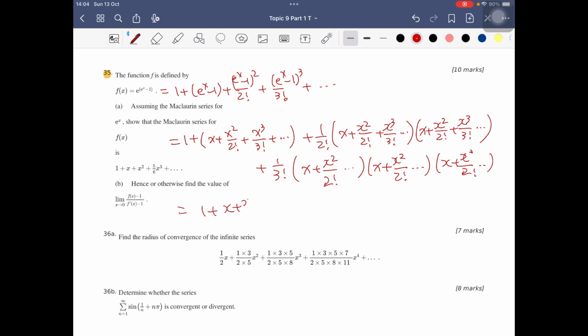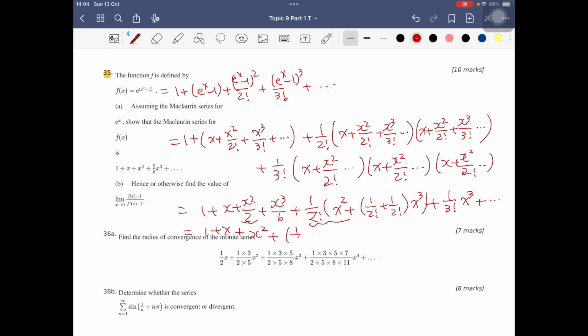So 1 plus x squared over 2 plus x cubed over 6 plus 1 over 2 factorial x squared plus 1 over 2 factorial x cubed, yeah, plus 1 over 3 factorial x cubed, plus and so on. We don't need anything further. So now this one is 1 plus x plus 1 over 2 x squared plus 1 over 6 x cubed.